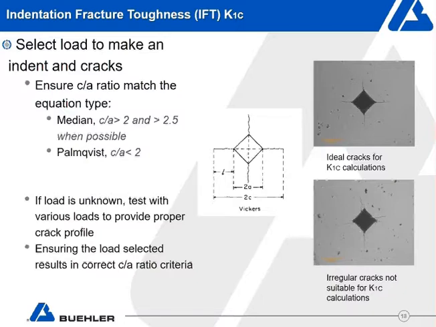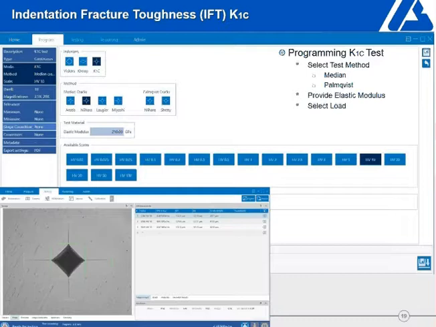So within our software, we've developed or added this tool. And this tool allows you to do KIC measurement in a simplified manner. And in this case, when you're programming, you pick whether you're working with KIC, and pick the method depending on the C over A ratio if you're working with median cracks.